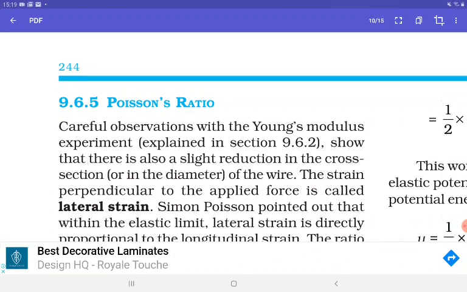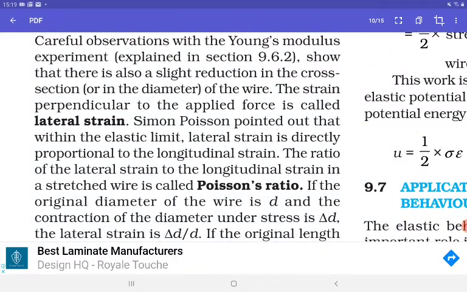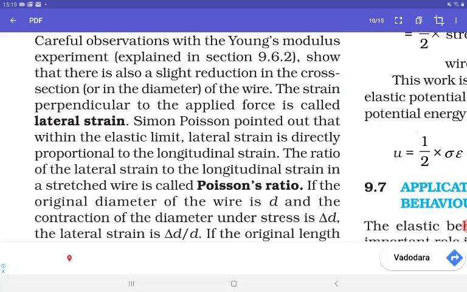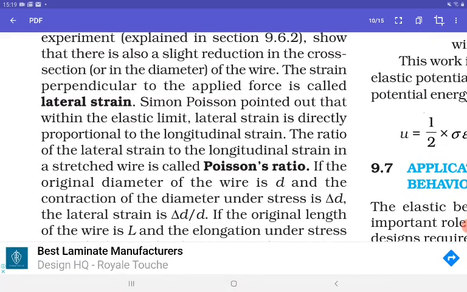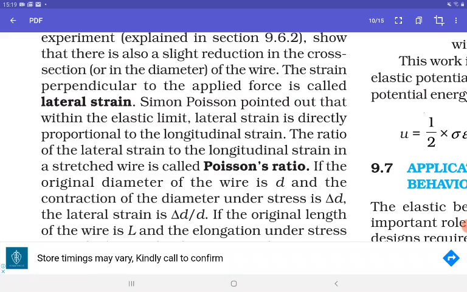Poisson's ratio. Careful observation with the Young's modulus experiment shows that there is also a slight reduction in cross section of the wire. The strain perpendicular to the applied force is called lateral strain. Simeon Poisson pointed out that within the elastic limit, lateral strain is directly proportional to the longitudinal strain. The ratio of the lateral strain to the longitudinal strain in a stretched wire is called Poisson's ratio.